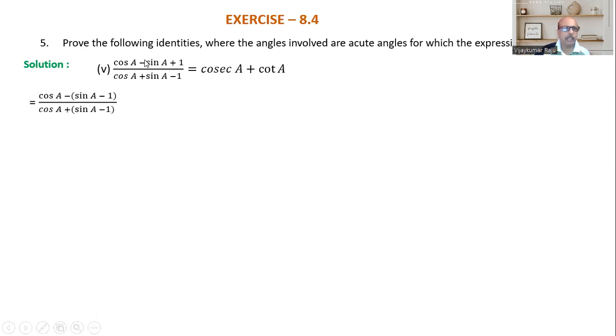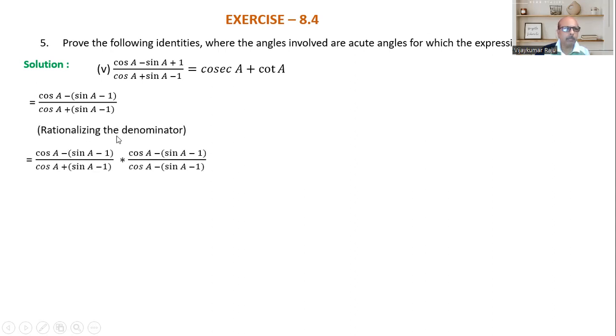Now what I am doing is putting a bracket here, and I put a bracket here, and there's a minus sign. Because of this minus, the sign has changed and it has become sine A minus 1. And this is because there's a plus sign, doesn't matter. So it is just put as plus sine A minus 1. Okay, now I'm going to rationalize the denominator. Rationalize the denominator means I'll be multiplying the denominator with the opposite sign. So it is cos A plus sine A minus 1 and I'll take it as cos A minus sine A minus 1. Same thing in the numerator.